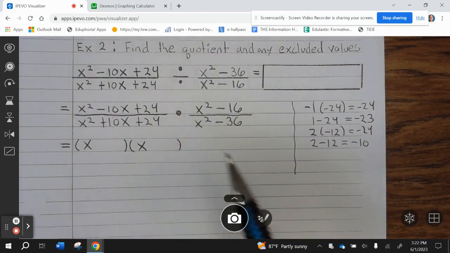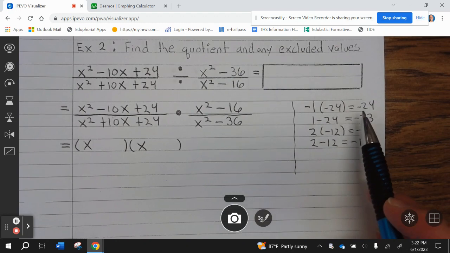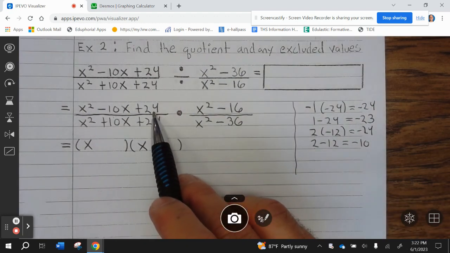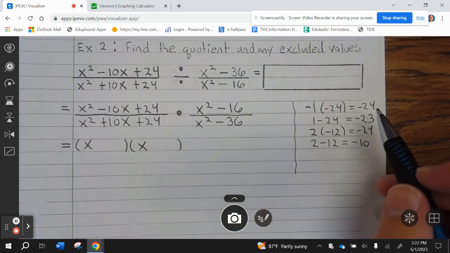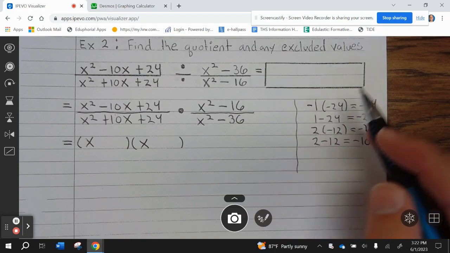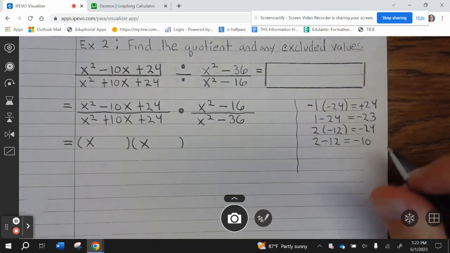Okay, and it's important to understand, mistakes happen, but you have to learn how to catch a mistake and correct it before you get too far into the problem. What I saw was, wait a second, negative 24. This number is 24, not negative, so that's where the mistake is, because this number and this number need to multiply to 24. So negative times negative is a positive 24.